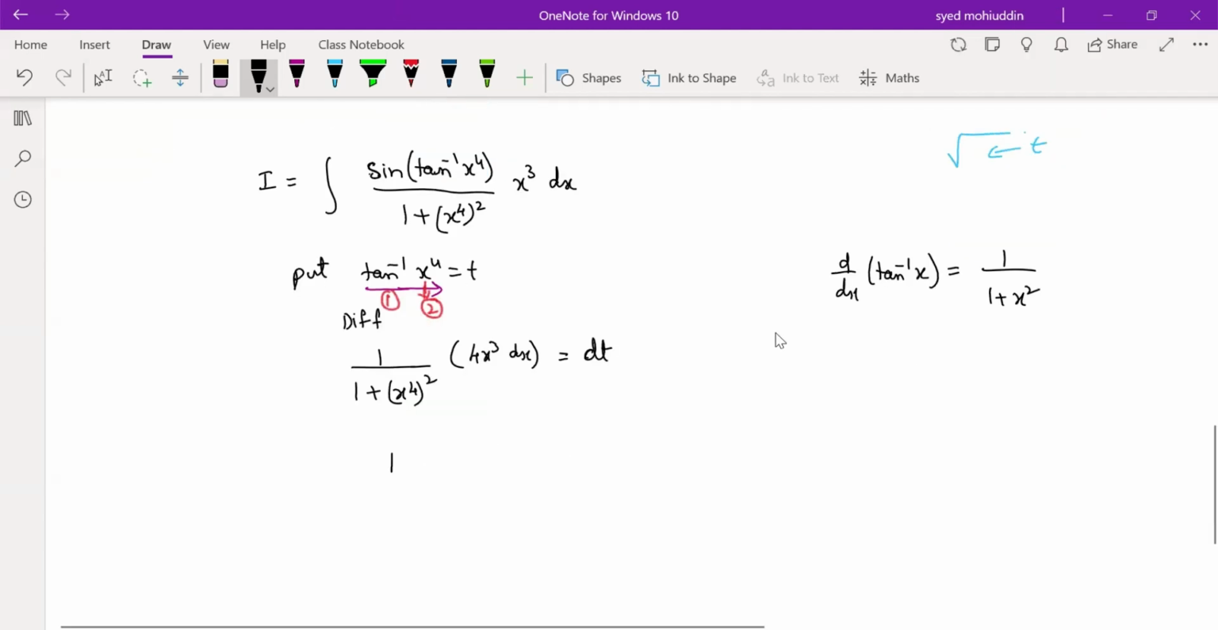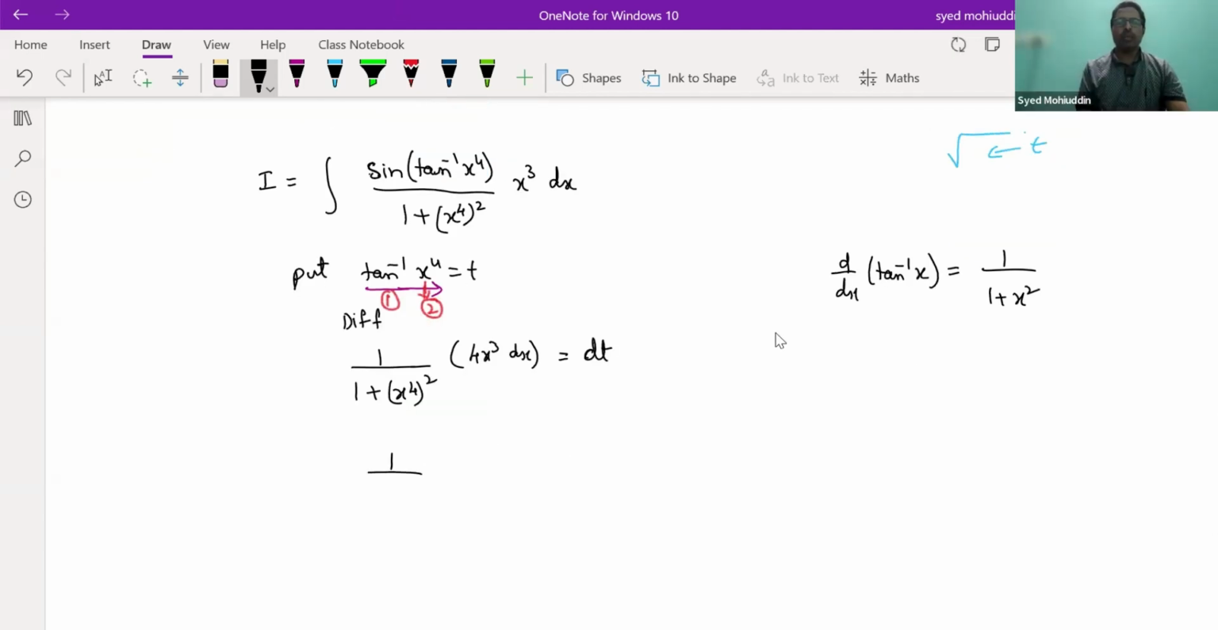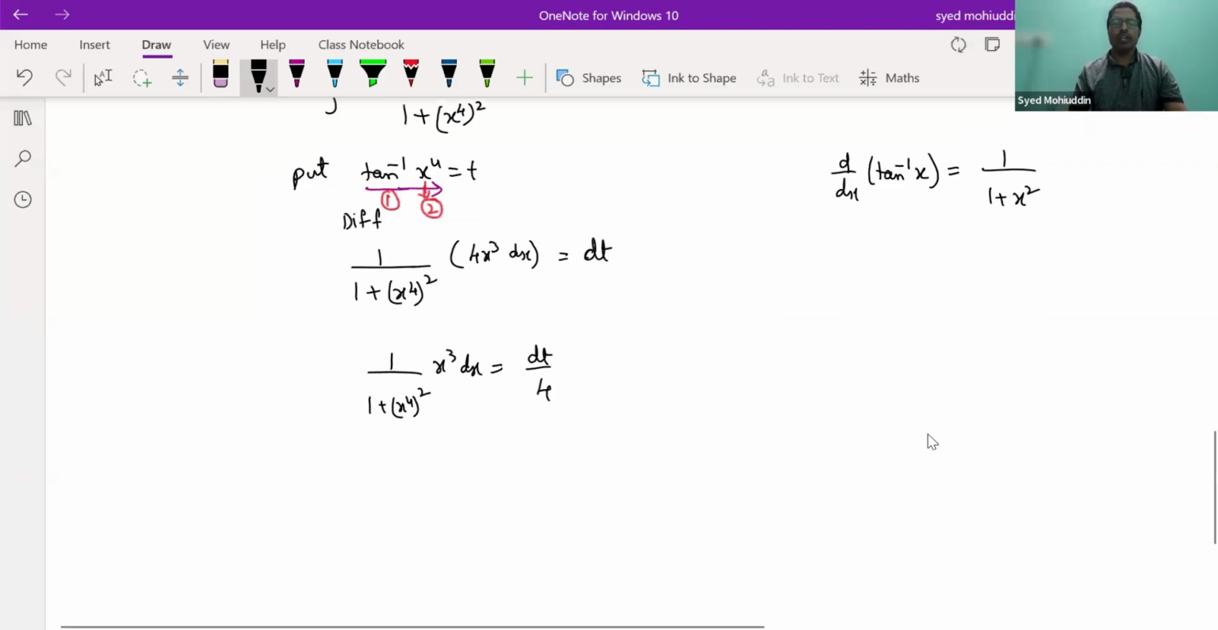So once you have done it, now I'll try to rewrite this one: 1 by 1 plus x power of 4 whole square is already there, into 1 by x power of 4 whole square. And this x cube dx I'll write down. But here x cube dx is there, and 4 is not there. So better you just cross multiply that 4 on the other side. Now just plug this back into the given integral.